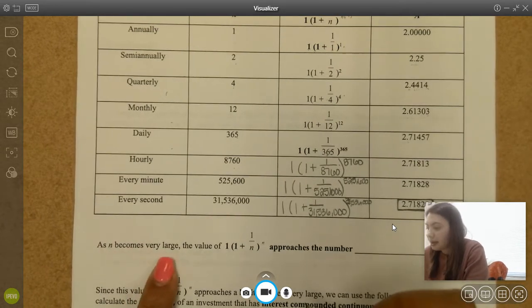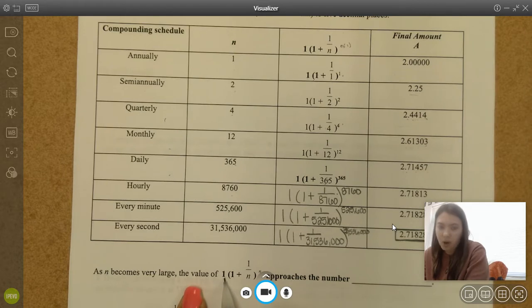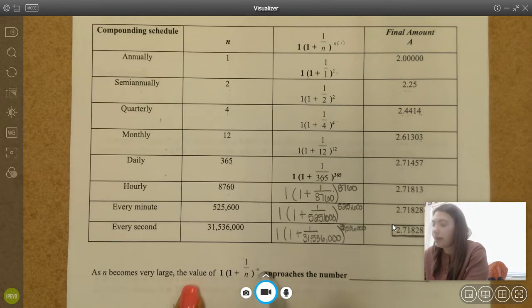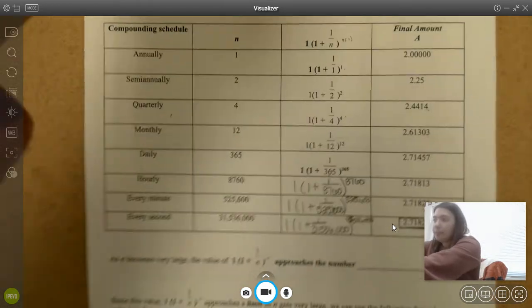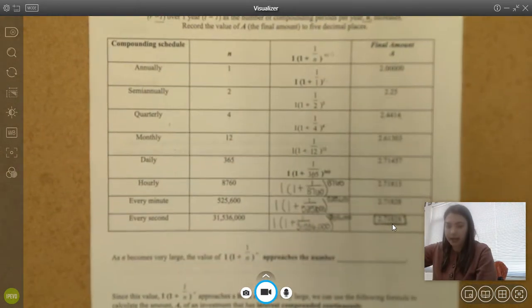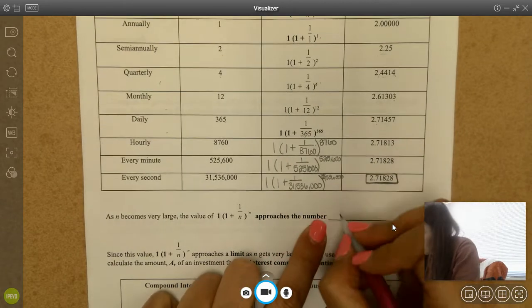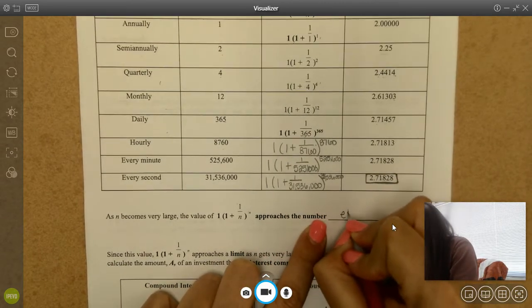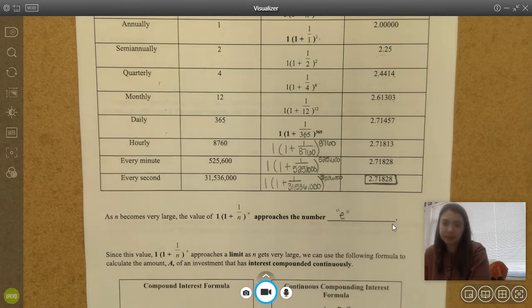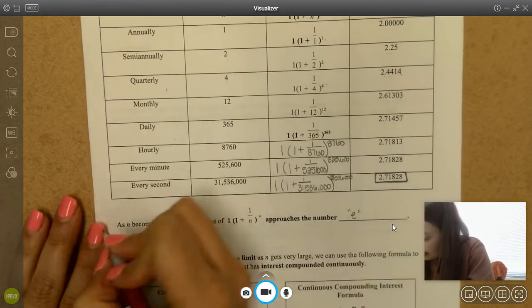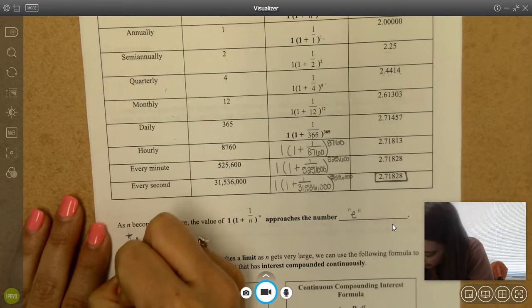So as n becomes very large, the value of 1 times 1 plus 1 over n to the nth power, remember our time is just 1 because we're just evaluating 1 year, is going to approach this number that we refer to as E, okay? Now, a few things about E that we can write down, okay?